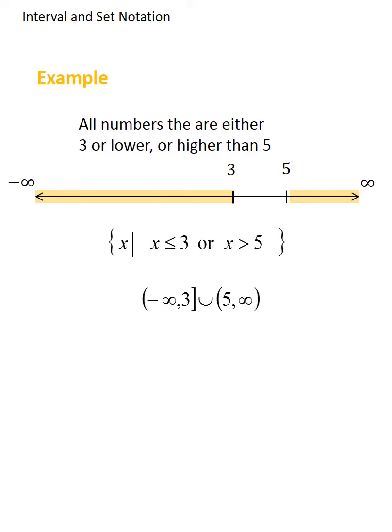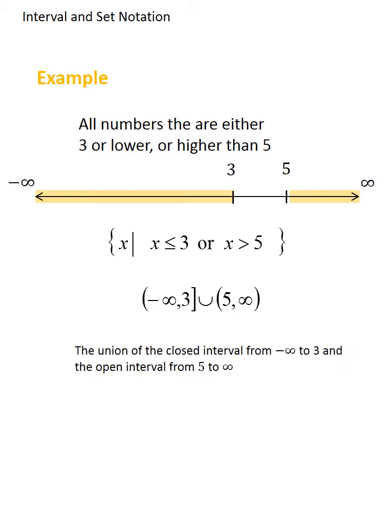Using interval notation, we have to use a union symbol, which is a mathematical way of representing the joining of two sets into one, as seen here. It looks like the letter U and was inspired probably by that, but it's not technically a U. I would pronounce this the union of the closed interval from -infinity to 3 and the open interval from 5 to infinity.